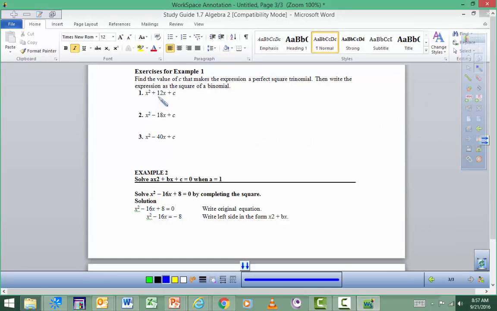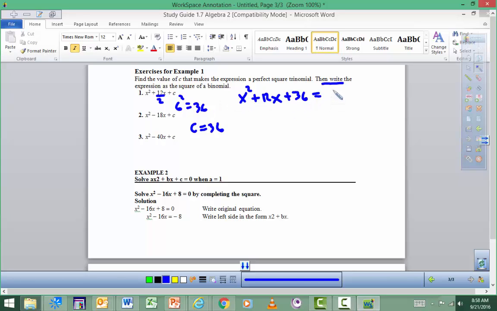So all you need to do is divide the middle term by 2 and square it. So you get 6, and then you square that, you get 36. And so your c is equal to 36. Then it says, write the expression as the square of a binomial. So you would have x squared plus 12x plus 36. But that's equal to a perfect square now.